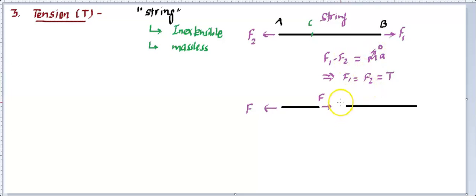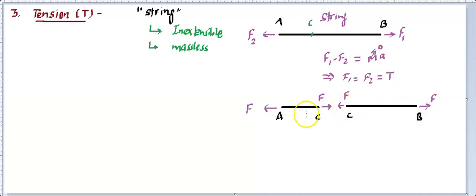Similarly, in this CB part, F must be acting like this to compensate for this, so that this part also has the same amount of net force, which is 0. Zero net force is required. So this is AC and this is CB.